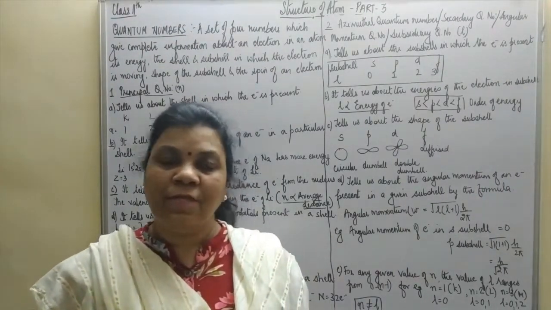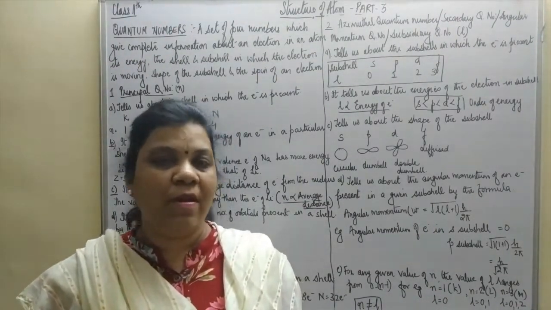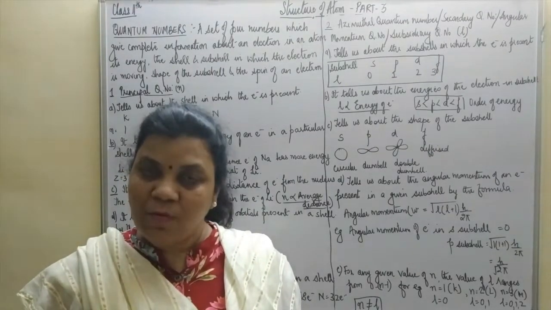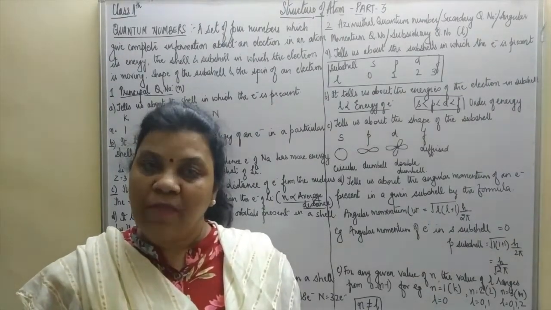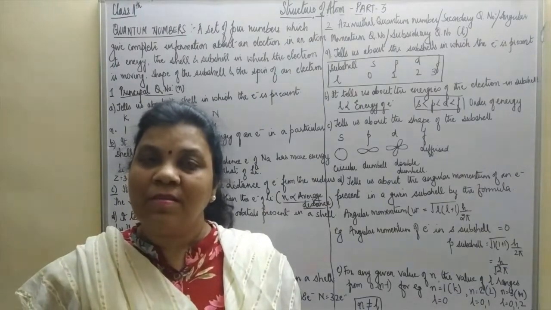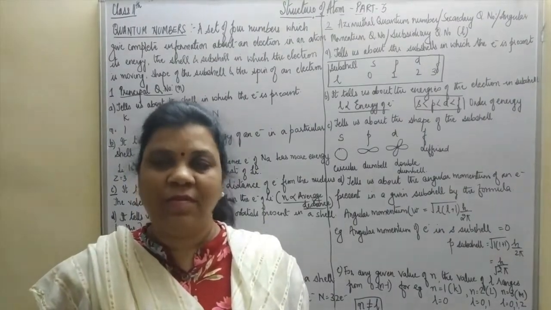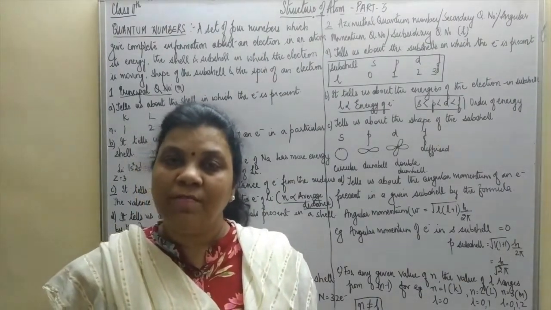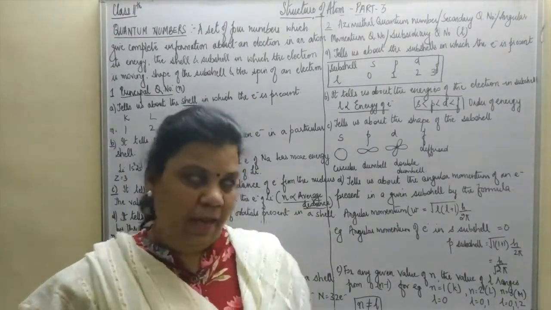These are a set of 4 numbers which give the complete information about an electron in an atom. That is, they will tell us in which shell the electron is moving, in which subshell the electron is moving, what is the energy of the electron, how far that electron is from the nucleus, and what is the spin of an electron while it is moving around the nucleus of an atom. All this complete information is given by 4 quantum numbers, and we will study each one of the quantum numbers in detail.